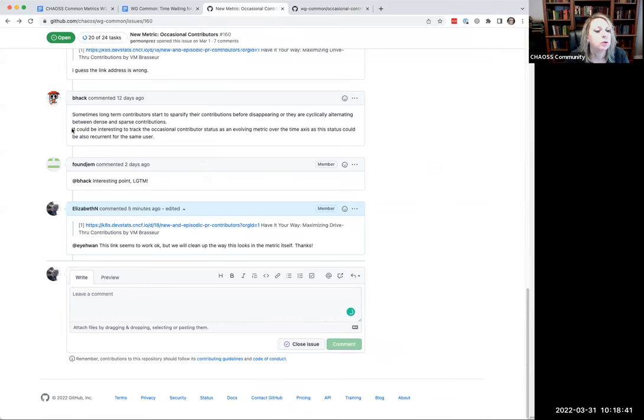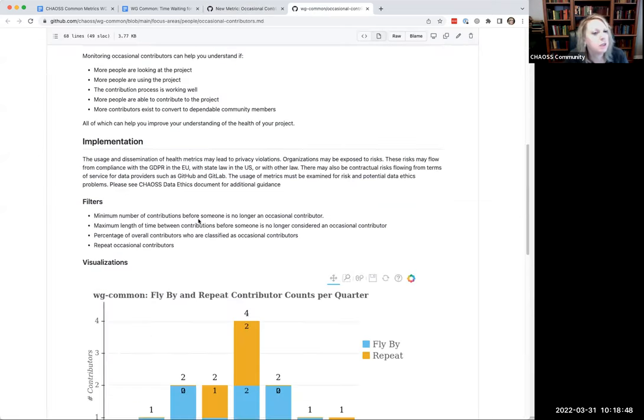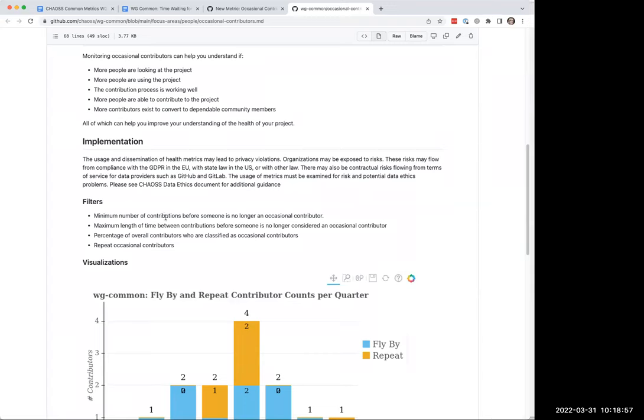True. So should we add something then to track this, like a filter, I guess it would be? Tracking a contributor's life cycle or contribution cycle. I don't know what filter. Minimum number of contributions before someone is no longer an occasional contributor. Minimum length of time between contributions. Percentage of overall contributors who are classified as a case.